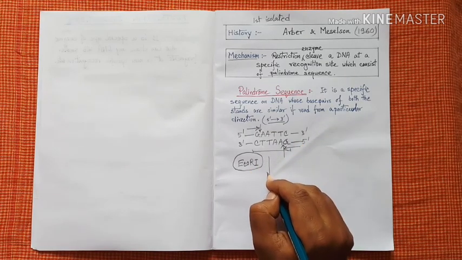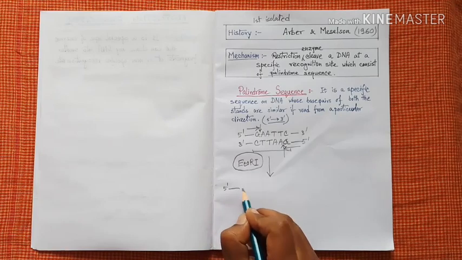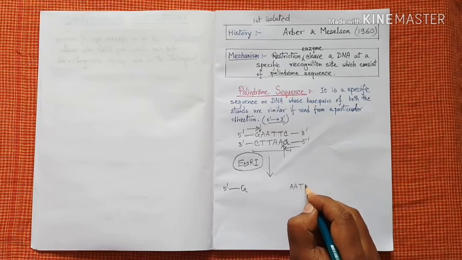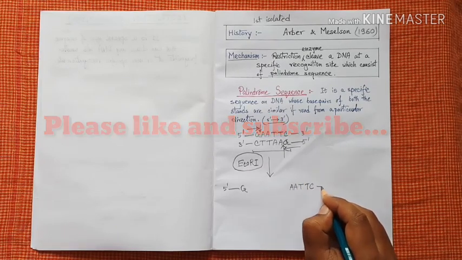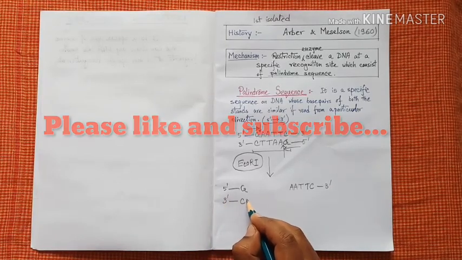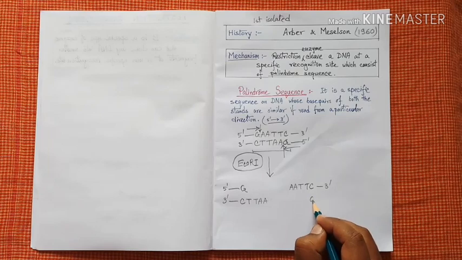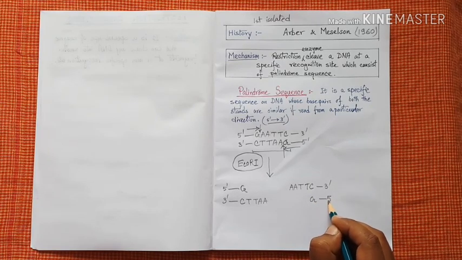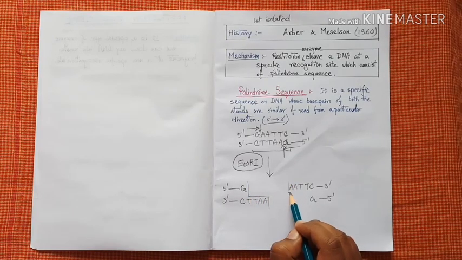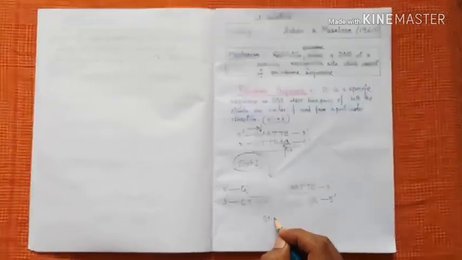So, what type of cut may EcoRI produce after its complete digestion? It will produce 5' G and AATTC 3', and the complementary strand will look like this, A and G 5'. So, here the original DNA has become cut. This type of irregular shaped cut is known as a sticky end or staggered cut.